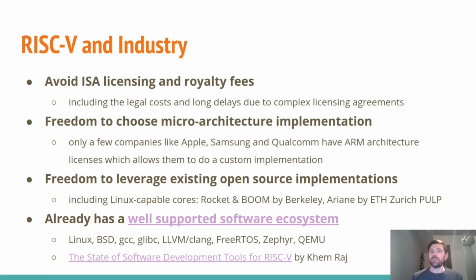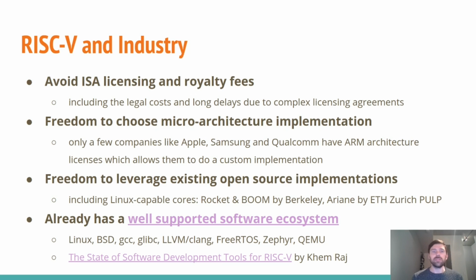So one of the reasons to choose RISC-V is to avoid instruction set licensing costs and royalty fees. This includes the legal costs, and also I've heard mentioned the long delays. So to license something like an instruction set, it can be kind of complex and it can take a long time. And the researchers at Berkeley mentioned that was one of the reasons why they decided to just go ahead and design their own instruction set.